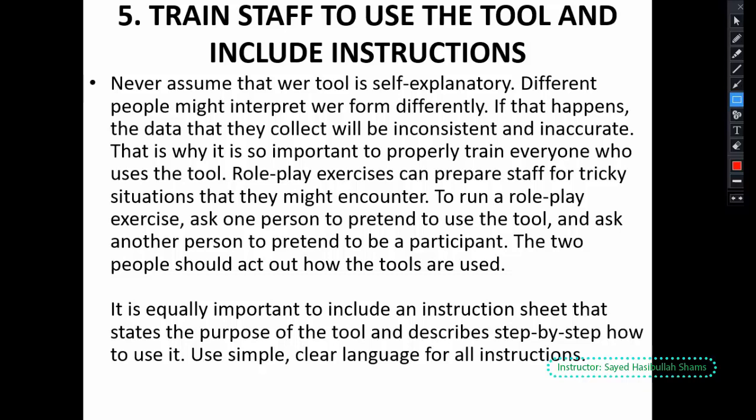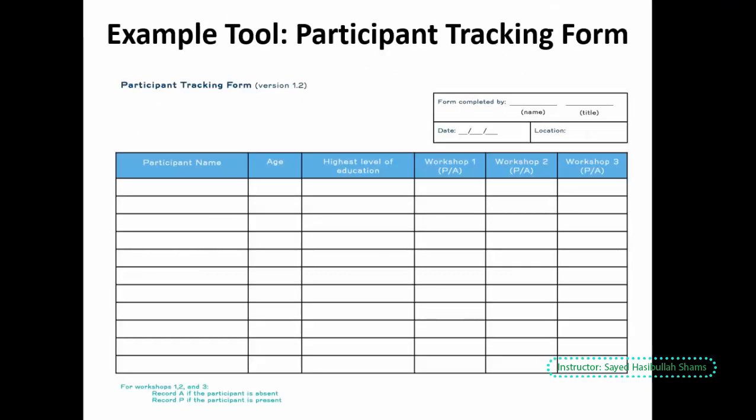instruction we cannot collect the data accurately. For this purpose, it's very important that the instruction is in very simple, clear language, so that everyone can collect the data easily and it is understandable to everyone. Here is a good example.